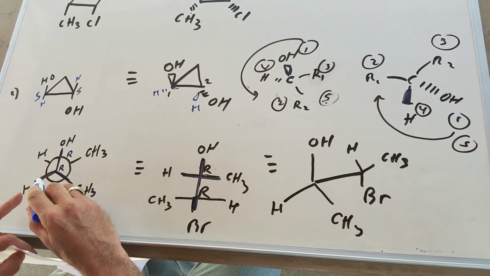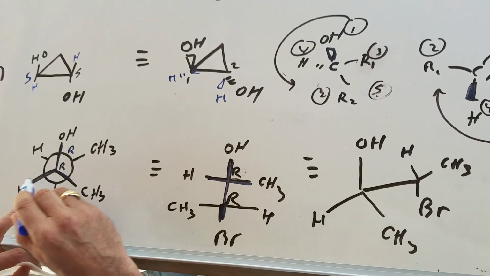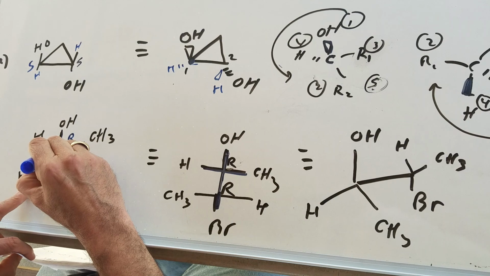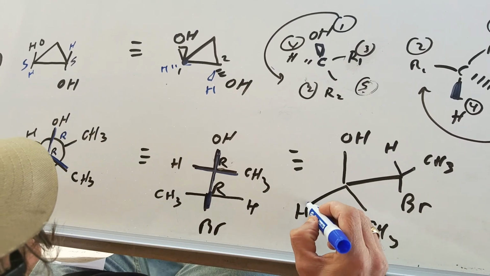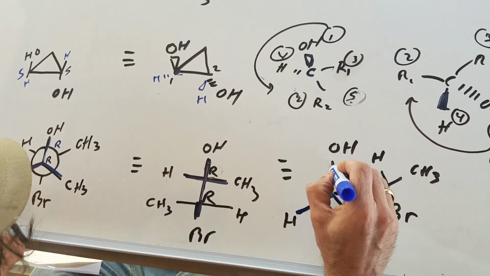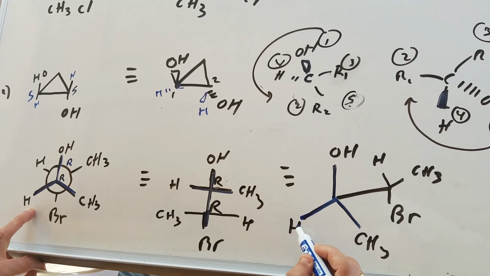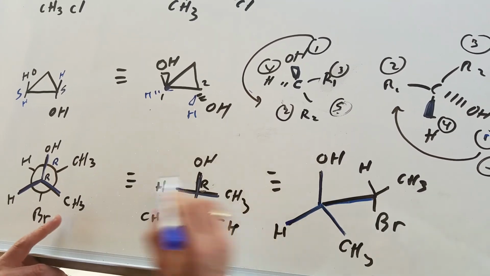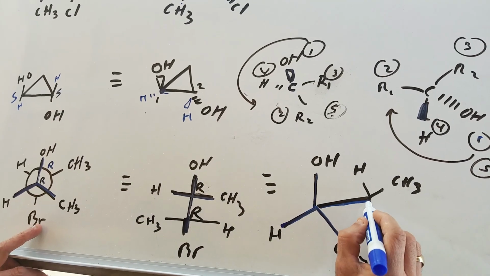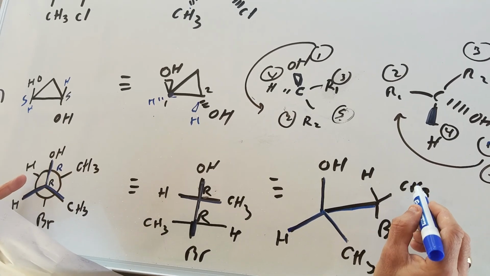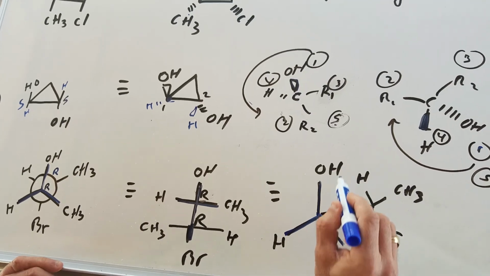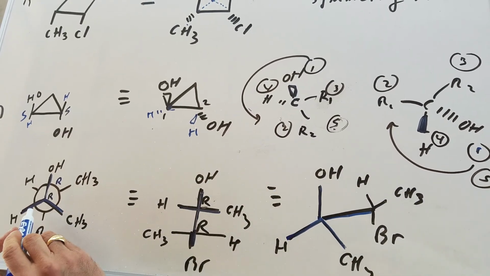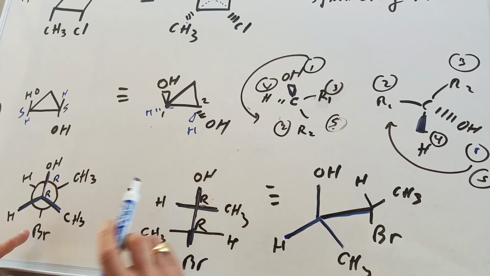And also, if you wanted to see how you convert this into a horse, or a sawhorse, all you do is look at the front. As you can see from here, there's the front. It's got the same groups: the OH up, H to the left, methyl to the right, and then the back, hopefully you can see the bromine's down, H is to the left, and to the right is a methyl. So if anybody ever gives you a sawhorse, what I would do is convert the sawhorse into a quick Newman, and then a Newman into a Fischer.